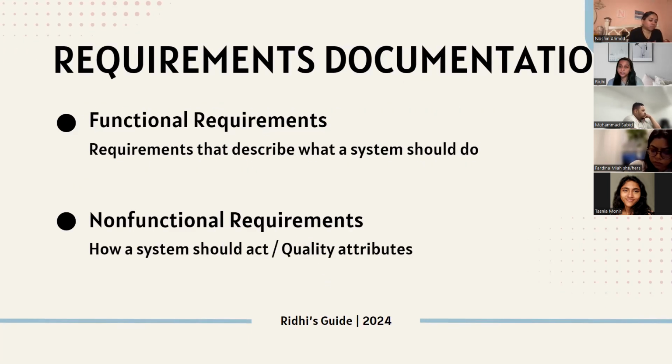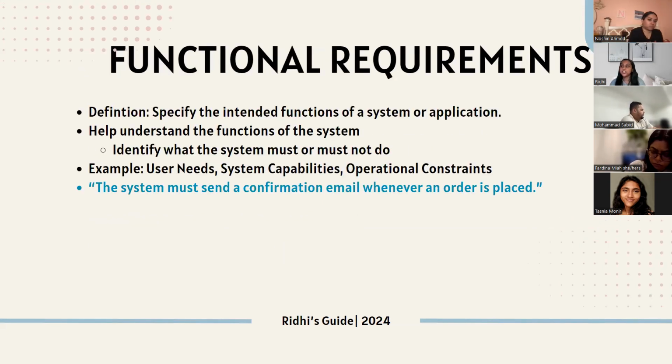Functional requirements. That's the first kind of requirements. And what it will say is what a system should do. And then we have non-functional, and that is how a system should act. So I'm going to go a little bit more in detail, just in case I didn't make any sense. Essentially a functional requirement gives you the intentions of a system, what the system is doing, not how it must do it, what it should be doing. So for example, you'll look at the user needs, capabilities, operational constraints. And just an example is the system needs to send a confirmation email whenever an order is placed. Does that make sense? So a functional requirement is what the system needs.